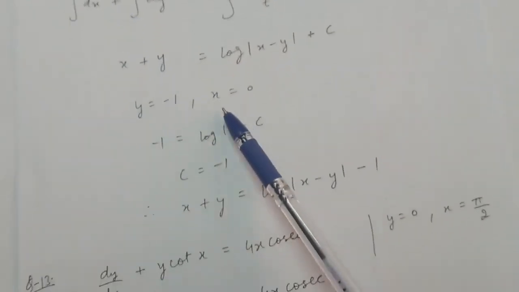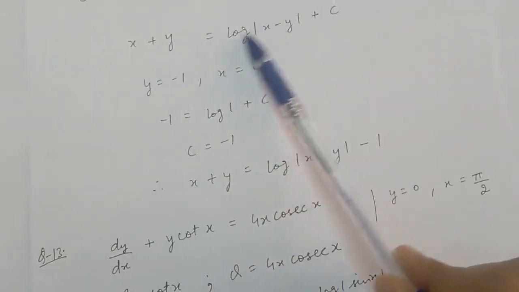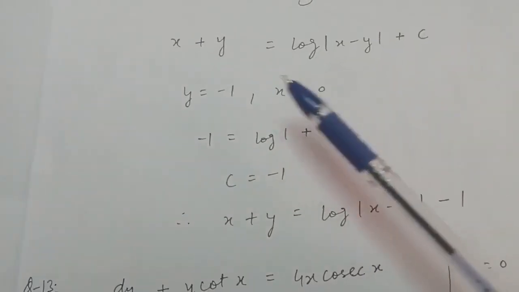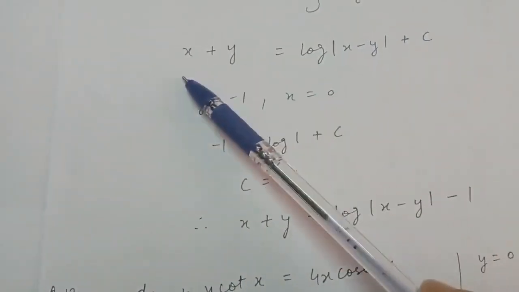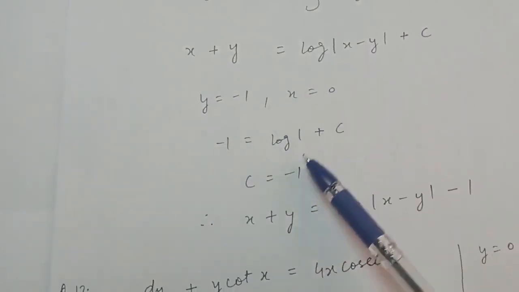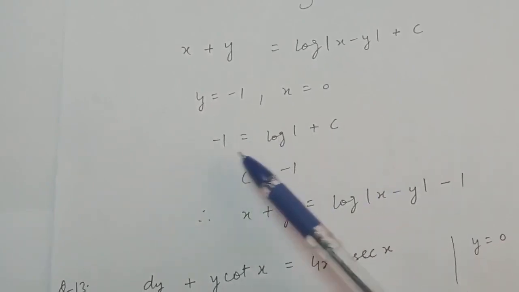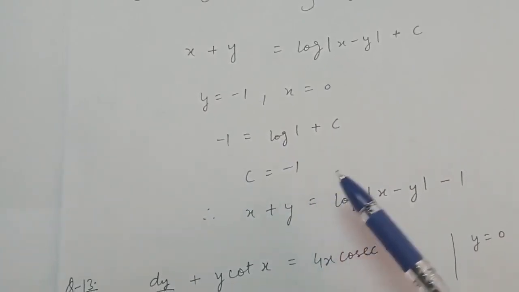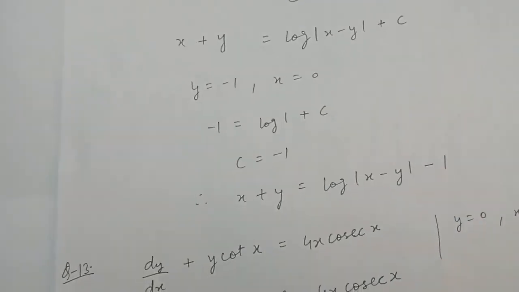Now this is given when x is 0, y is minus 1. Put here. Now when x is equal to 0, y is equal to minus 1. Put these values here. So you will get 0 minus 1 equal to, this will become log 1 plus c. Now log 1 is again 0, so c will be minus 1. In place of this c, just write down minus 1. This is the particular solution.